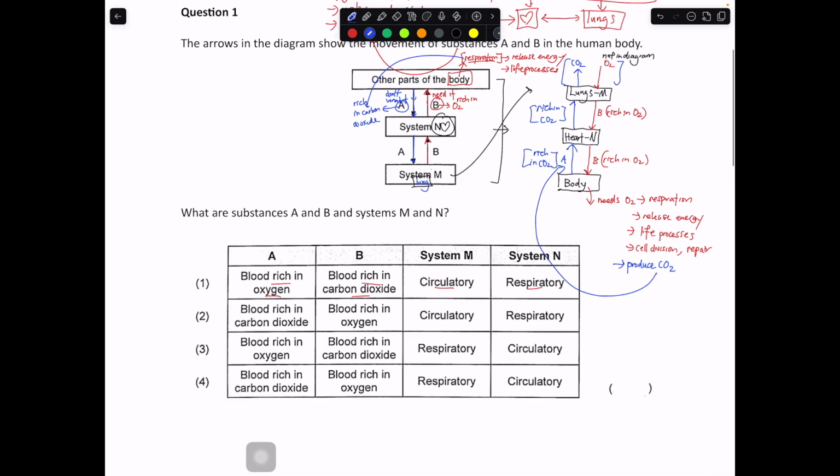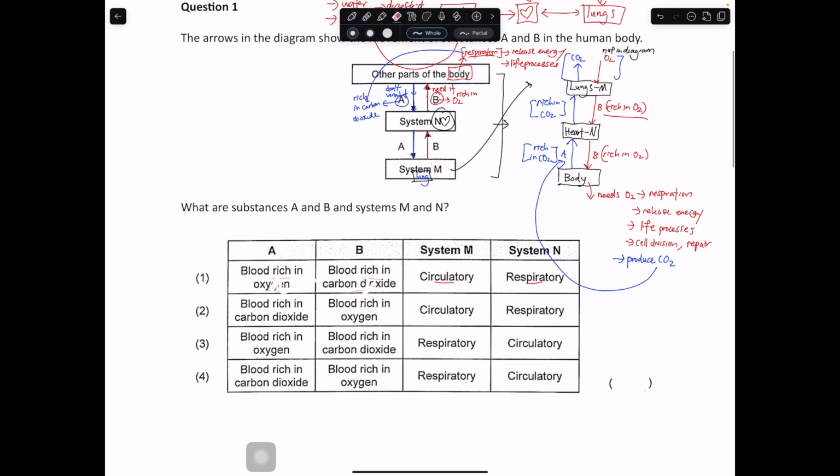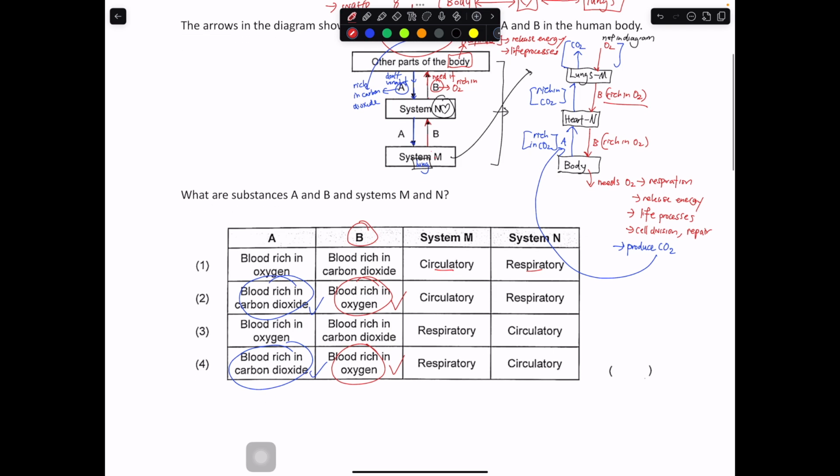So with this idea in mind, now we move on. We know that B is rich in oxygen, so only 2 and 4 are the answer. A is rich in carbon dioxide, so it seems that this one is the answer. Then we know that M is your lungs. Lungs must be your respiratory system. Then your heart is your circulatory system. So it matches the last option. So the answer is number 4.